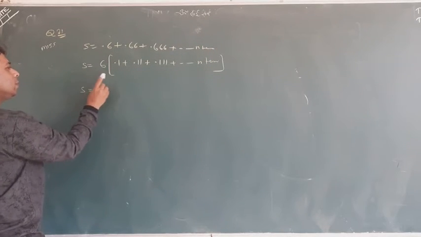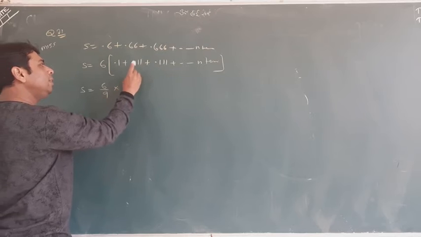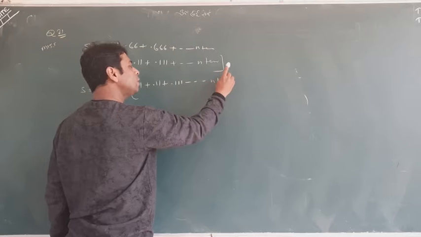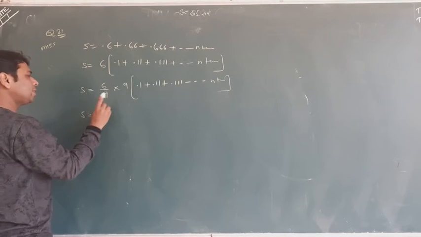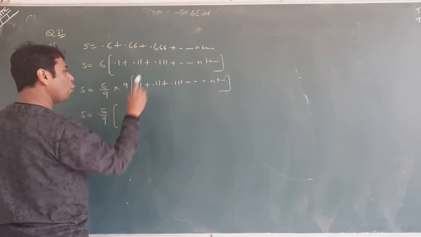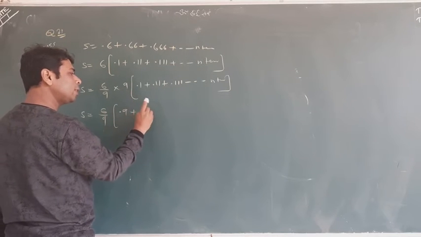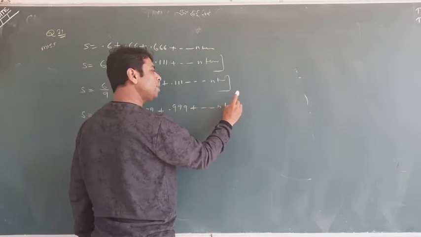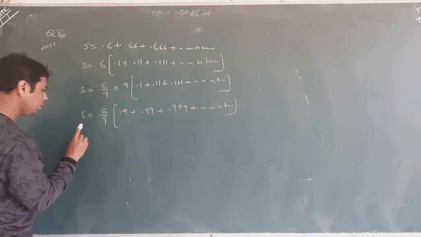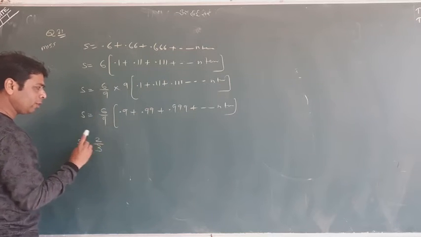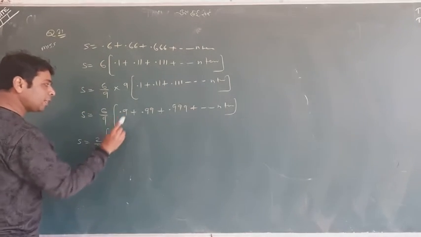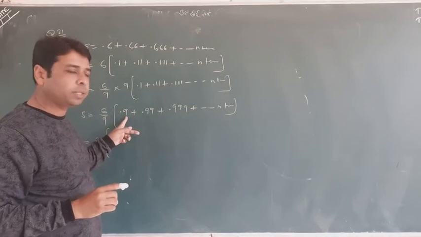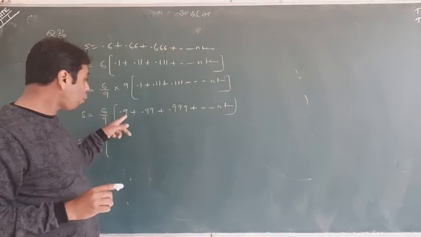Then afterward, I divide and multiply by 9. It is 0.1, 0.11, 0.111, till n terms. Then I write 6 by 9, multiplying 9 into all the terms. It is 0.9, 0.99, 0.999, till n terms. Afterward, that 6 by 9 you can write as 2 by 3 by dividing by 3. You remember that last time we had 999, so I wrote 10 minus 1, 100 minus 1 and so on. But this time 0.9 is very good.